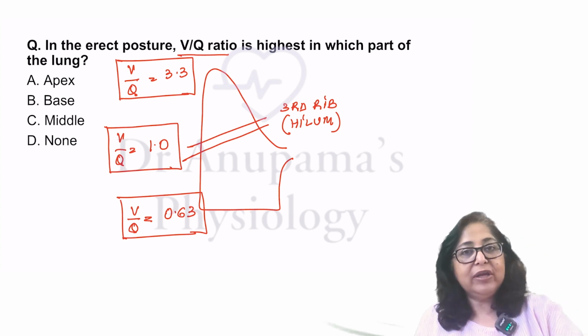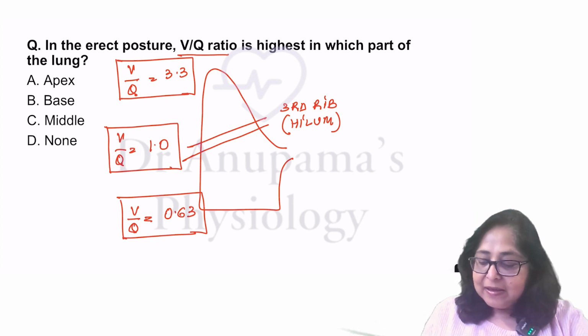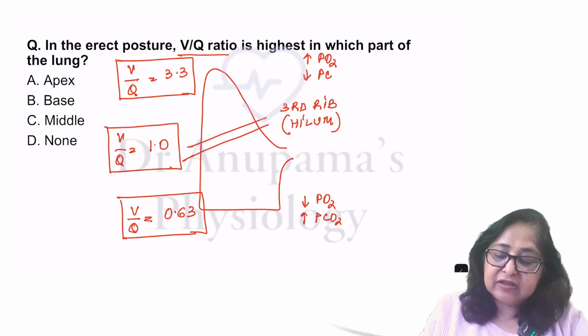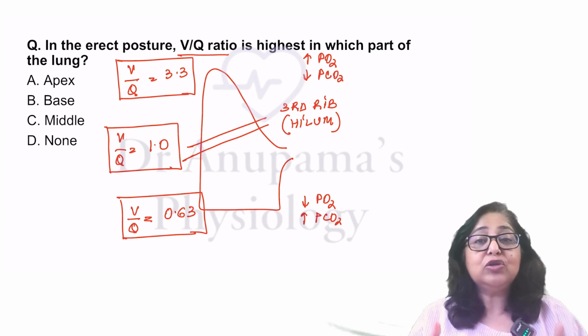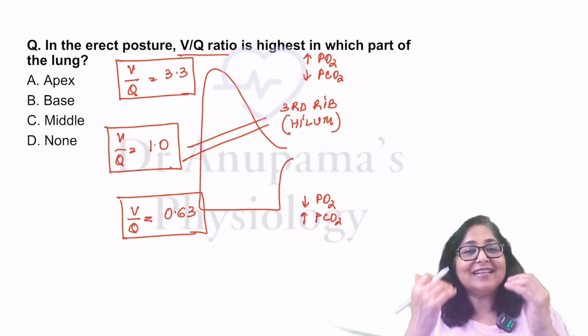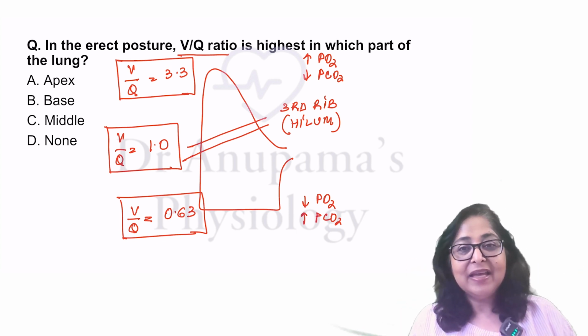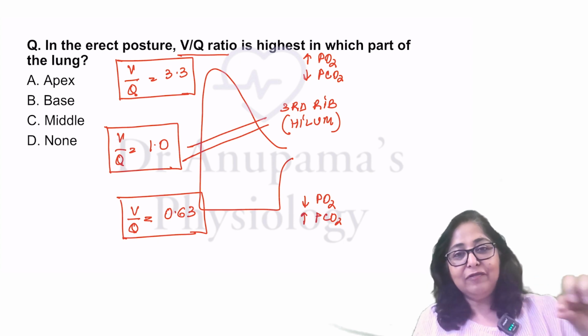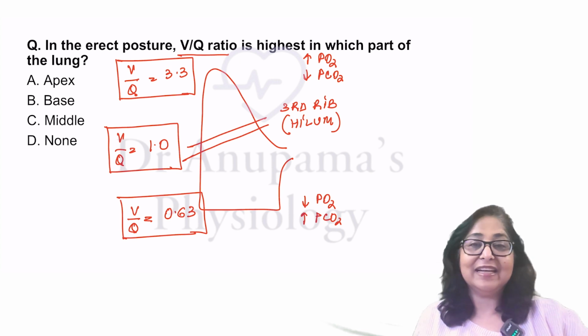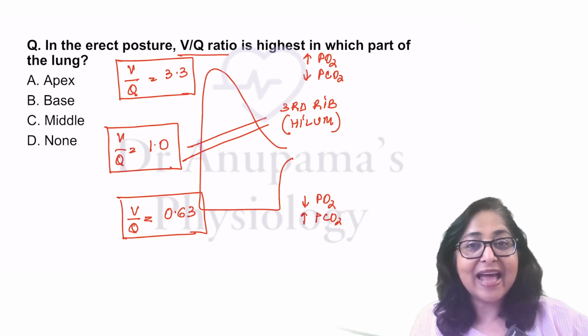A low VQ ratio at the base means that it is a low PO2 and high PCO2. At the apex, it will be a higher PO2 and lower PCO2. Remember, when we say VQ ratio is 3.3 at the apex, that means ventilation is in excess of the perfusion. So whatever blood flow is at the apex, it is very well ventilated. So higher PO2 levels at the apex.